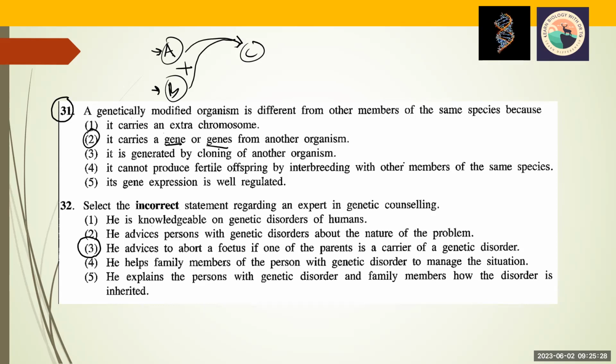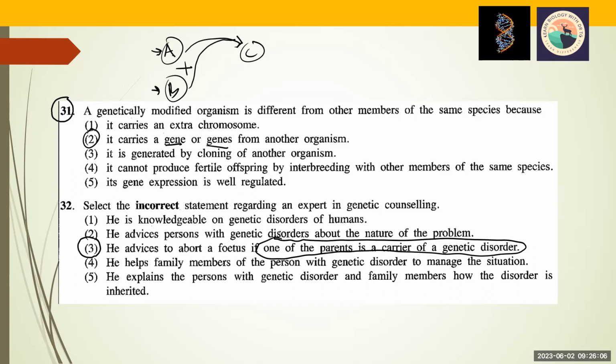But he cannot advise aborting the fetus if one of the parents is a carrier of a genetic disorder. That's also not 100% sure that the baby will get this genetic disorder, because we know both recessive alleles should combine to make the phenotype in certain cases, and the risk is less. Still, advising him to abort, that's wrong.